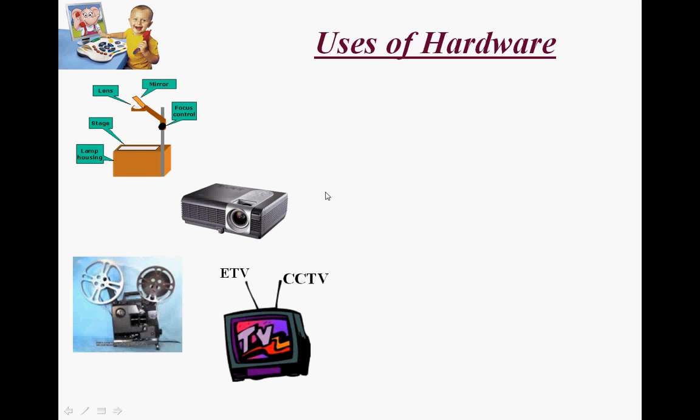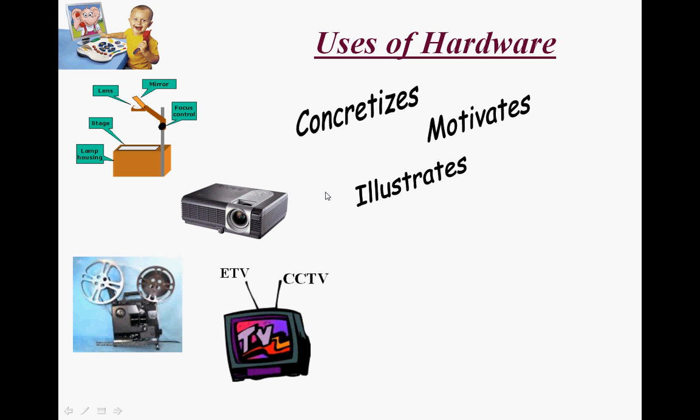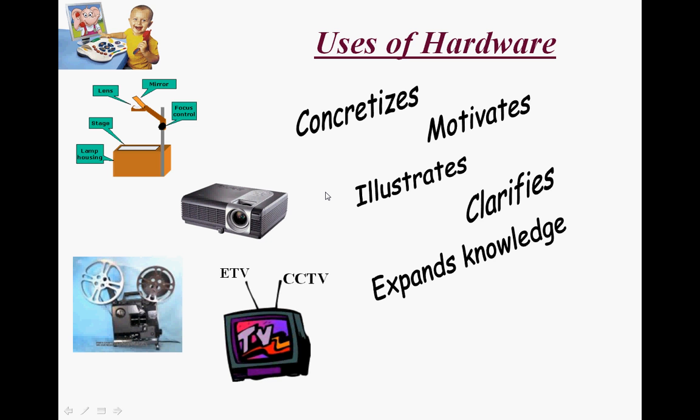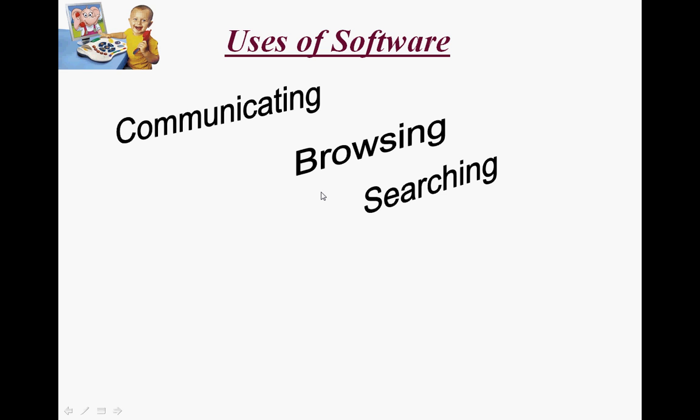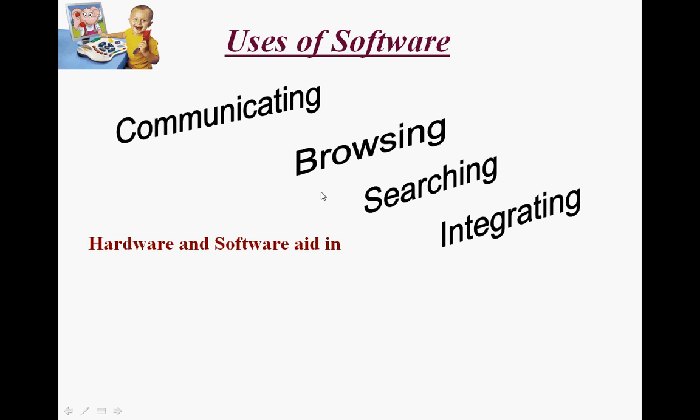Uses of hardware. It concretizes information, it motivates the learners, it illustrates, it clarifies information, it expands knowledge, helps in the retention of knowledge, and also systematizes the teaching learning process. Uses of software. It helps in communicating, browsing, searching, and integrating information. Hardware and software aid in online learning and video conferencing.